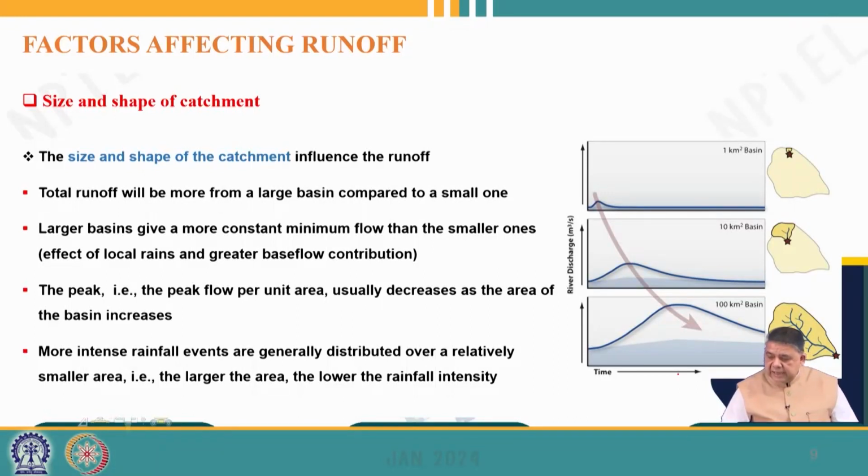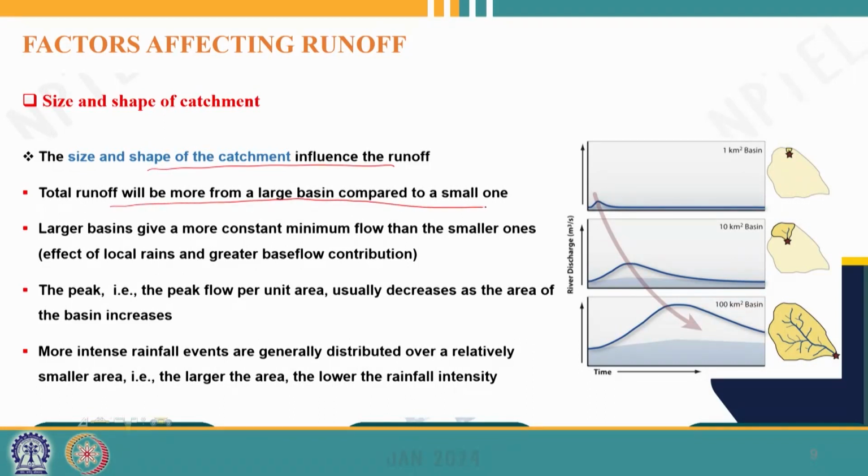Now we come to the size and shape of the catchment. The size and shape of the catchment influences the runoff. That is, total runoff will be more from a large basin compared to a small one, which is quite obvious, because the total flow area will be more. If the same storm occurs in a large area as compared to a smaller area, then obviously the total flow will be much higher from a large basin.